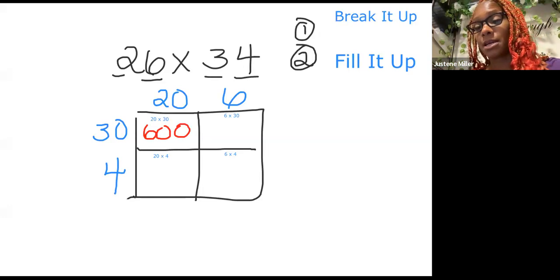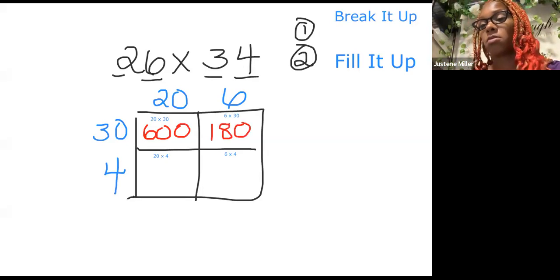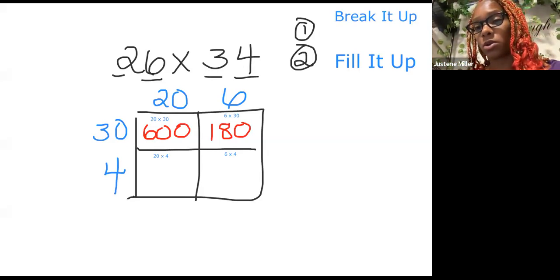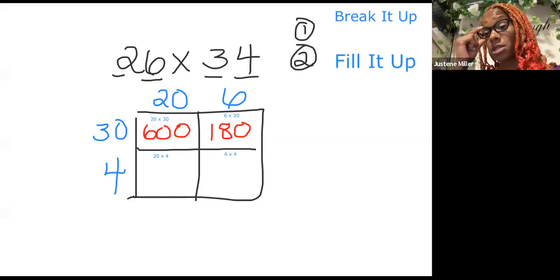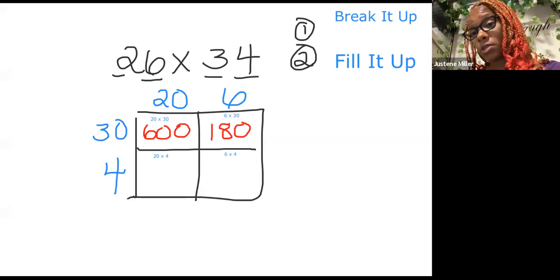Next one, we have 6 times 30. I see 6 times 3, which I know is 18. And then I have another 0, 1 zero in there. Again, notice how in the first one with the 600, 20 has a 0, 30 has a 0. So that means my product has to have 2 zeros. 6 times 30, 30 only has 1 zero. So I take those digits, 6 times 3, and then I give it the 1 zero.